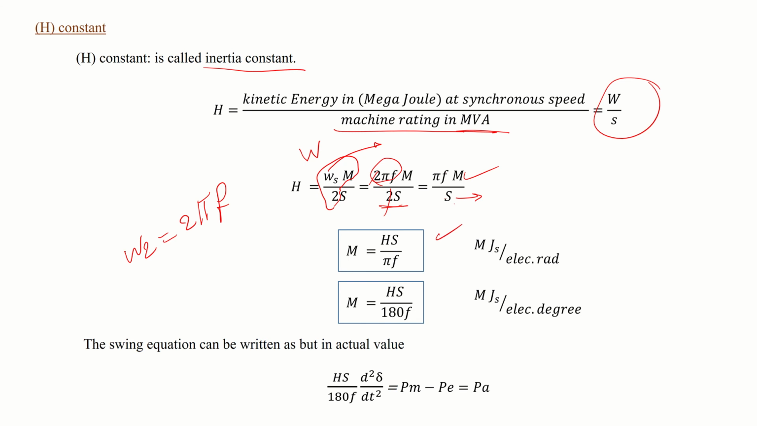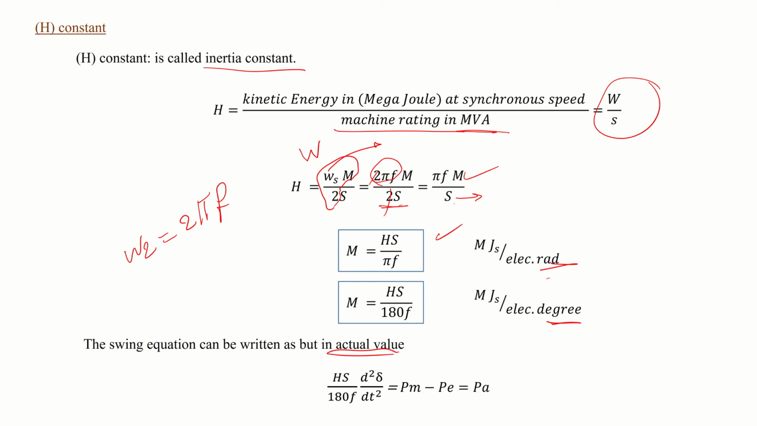So this is the third formula of the moment, which we can measure in megajoule second per electrical radian. It is the same, but this is in 3.14 and this is 180. So this is in degrees and this is in radians. The same equation can be written in actual values.